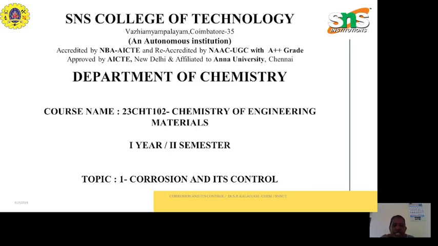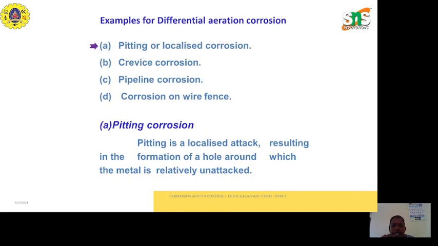Good morning. In this class, we will discuss examples for differential aeration corrosion. Actually, electrochemical corrosion can be classified into two categories: one is galvanic corrosion and one is differential aeration corrosion. In this class, we discuss examples for differential aeration corrosion.